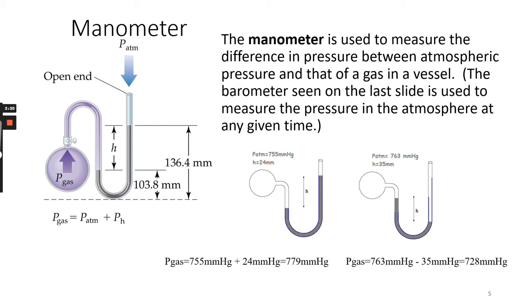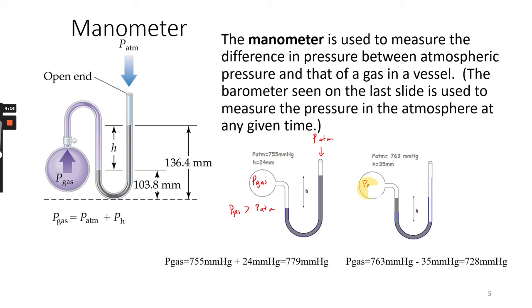So if we look at this first picture here, you have a gas in here, and you have atmospheric pressure pushing down. We call that P atmosphere. I'll call this P gas. If the height in this U-shaped tube is higher on the atmospheric side, that means the pressure that the gas is exerting is greater than the pressure of the atmosphere. So it's pushing the liquid up higher. So that means the pressure of the gas would be your atmospheric pressure, which in this example they say is 755, plus whatever this height is, and this height is 24.